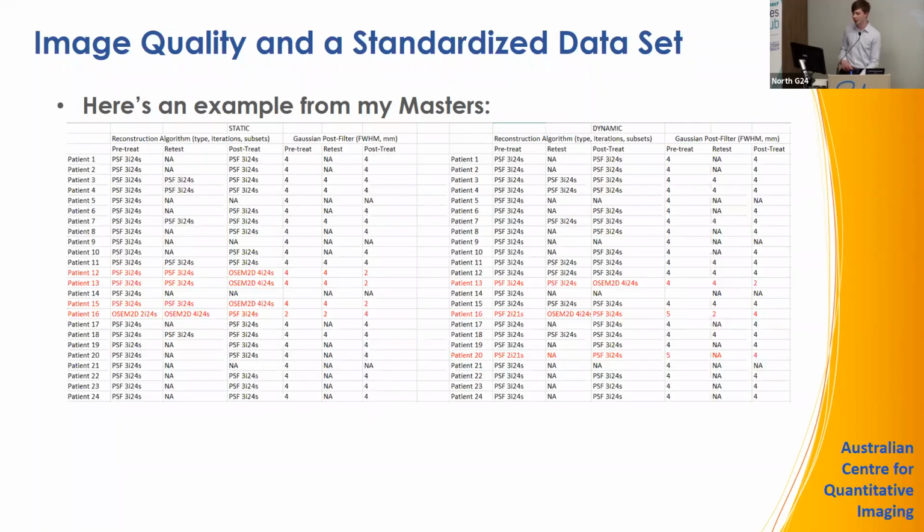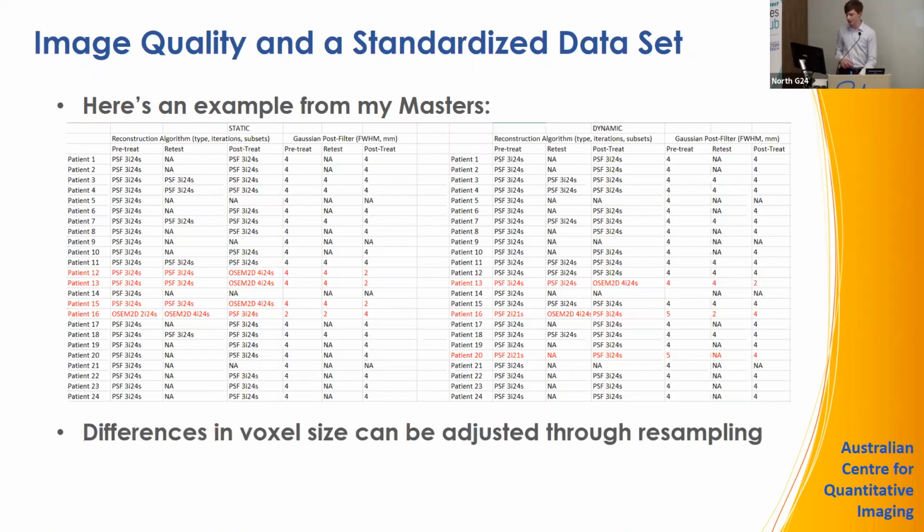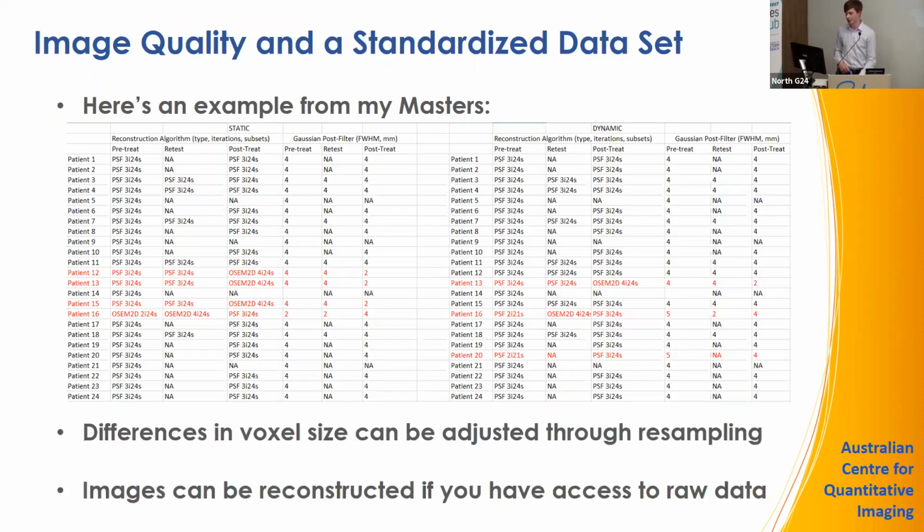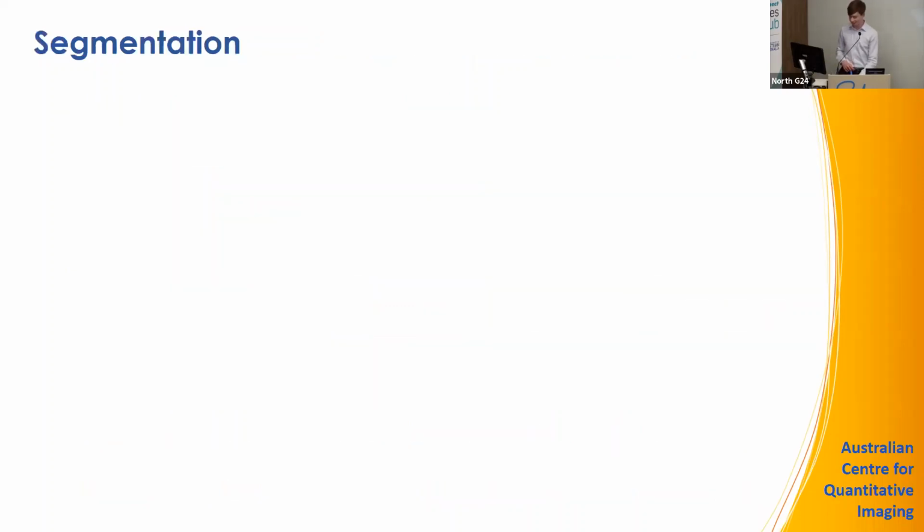We had 24 patients with PET images, and I had a look at what reconstruction algorithm was used and also the Gaussian post filter. Hopefully it's okay to see there, but those in red are just some of the inconsistencies in the data set we found. The study where the images were taken from wasn't made for radiomics, or with radiomics in mind really, early on. So that's just something to look out for. Differences in voxel size can be adjusted through resampling, and generally you will be resampling whenever you do this process. And images can be reconstructed if you have access to the raw data, and unfortunately we did not, so we had to exclude some patients.